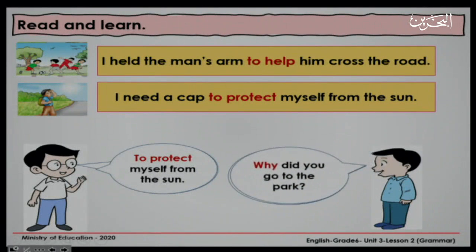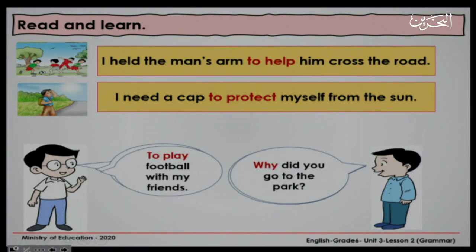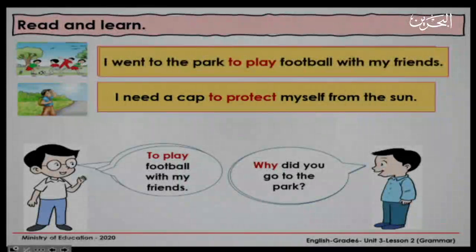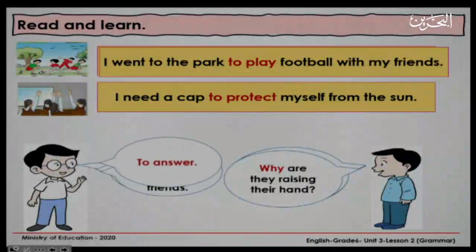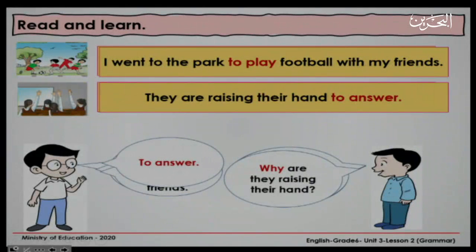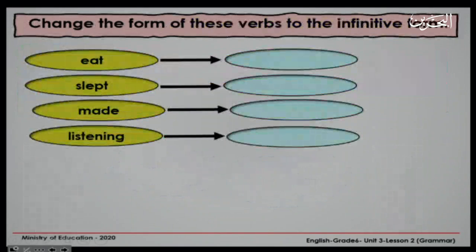Now, why did you go to the park? To play football with my friends. I went to the park to play football with my friends. Now let's look at the last picture. Why are they raising their hand? To answer. They are raising their hand to answer.